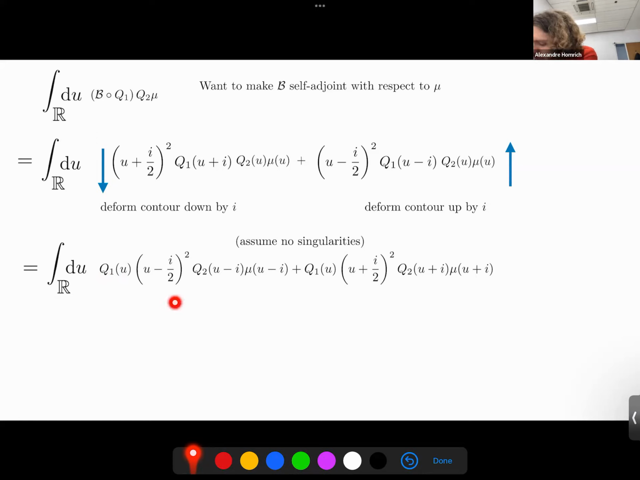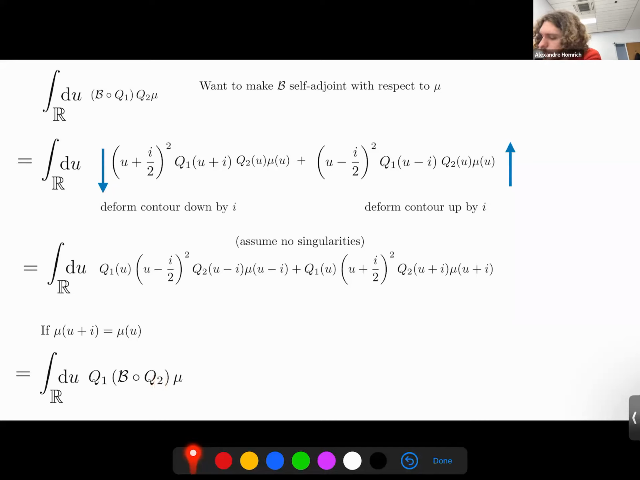And then you see that, suppose that the measure is i-periodic, so that here I can replace mu of u minus i by mu of u, and similar here. Then, essentially what happens is that this term becomes the action of the Baxter operator on Q2, this term here acting on Q2. And this one becomes this. So essentially, by doing this contour manipulation, we managed to shift the B action from operator 1 to operator 2.